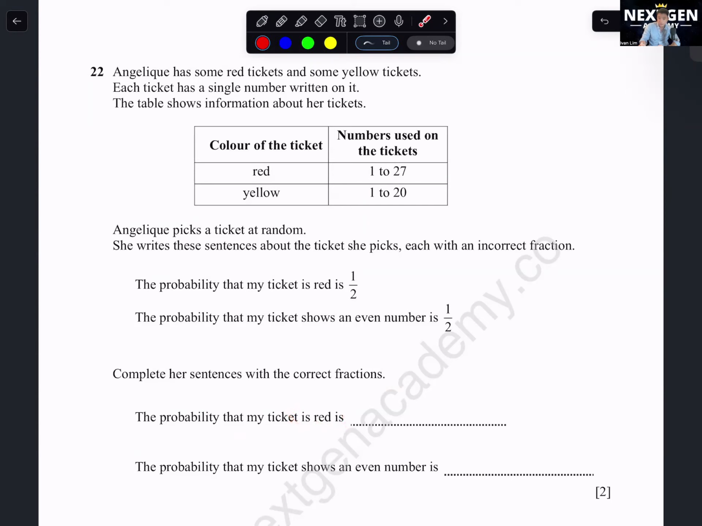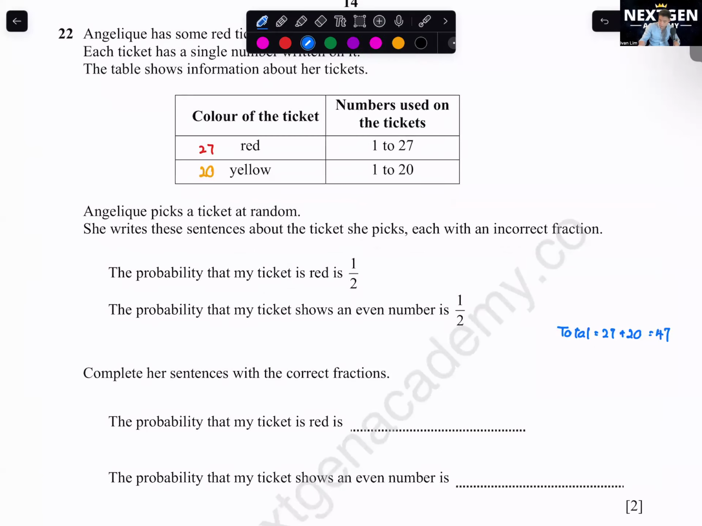Okay, so how many red tickets does she have? 27 red and 20 yellow. So the total number of tickets is 27 plus 20, which is 47. How many red tickets does she have? 27. So 27 over 47. You need to put how many red over the total amount.